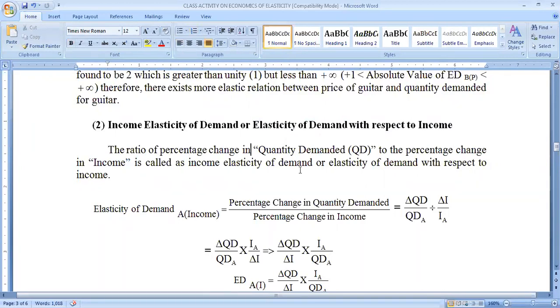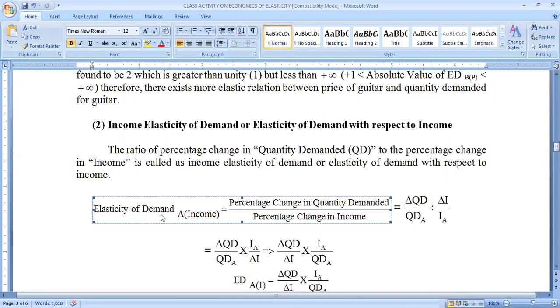The ratio of percentage change in quantity demanded to the percentage change in income is called income elasticity of demand, or elasticity of demand with respect to income, right? This is the same definition that we have already discussed, so I've just copied the same definition from there over here. Then there comes the formula. We have to find out elasticity of demand at point A, and the elasticity of demand should be with respect to income.